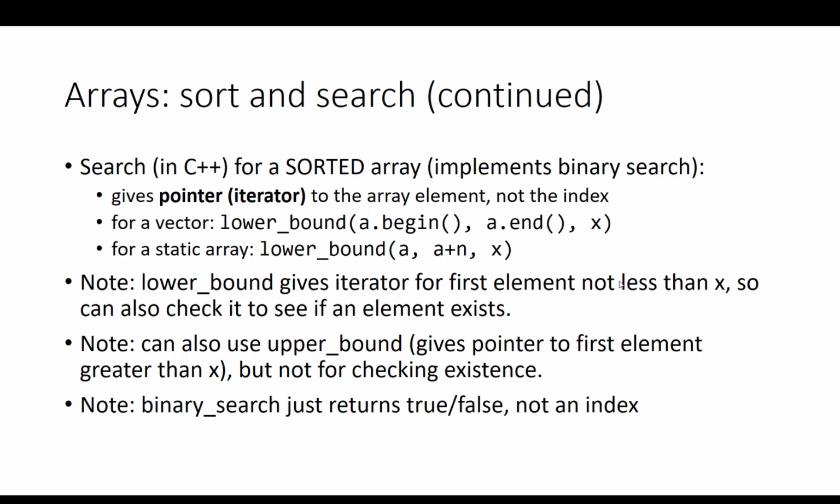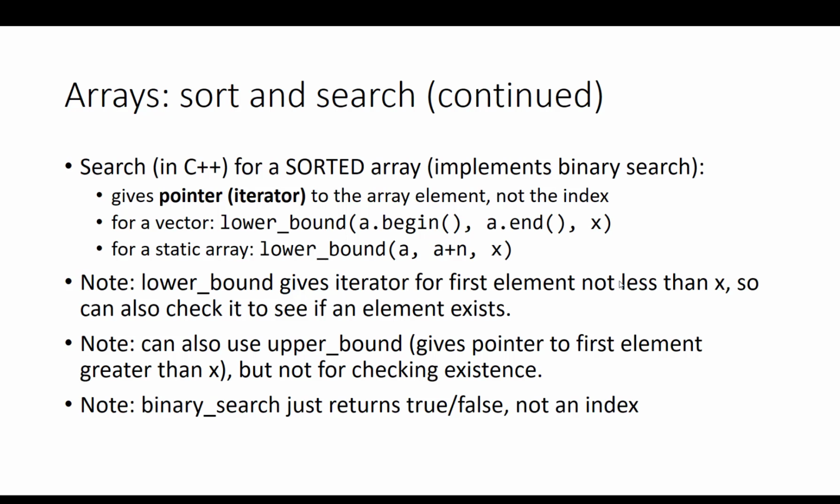And again, C++ has a built-in binary search routine, and that's called lower bound. So notice it's not called search. In fact, there's something called binary search, but binary search just returns a true-false value saying whether or not something is in there. It doesn't actually tell you where it is. You can't actually look at it. It just says, does it exist? And it uses a binary search to do that. The thing that you want to use is called lower bound.